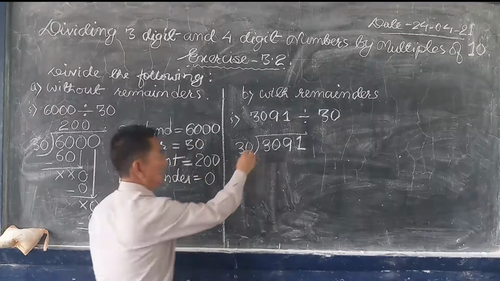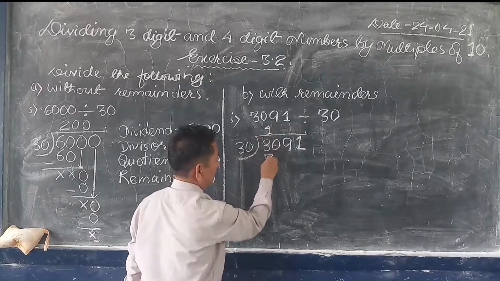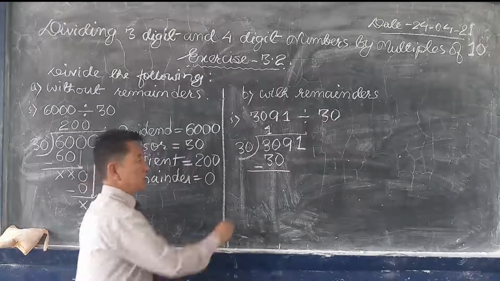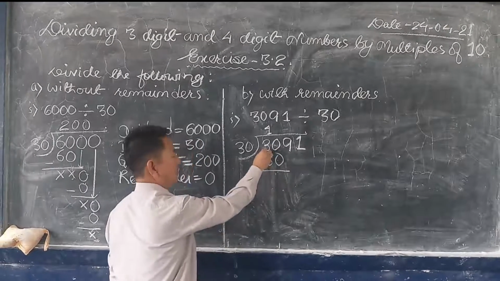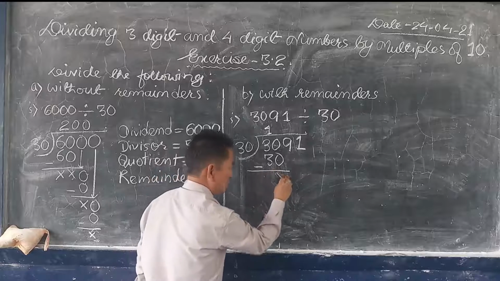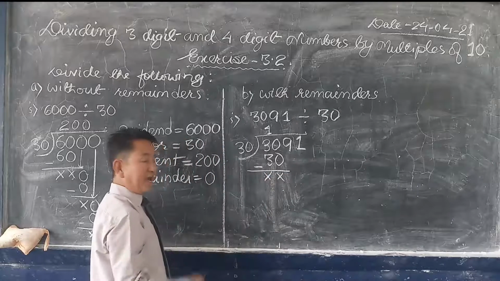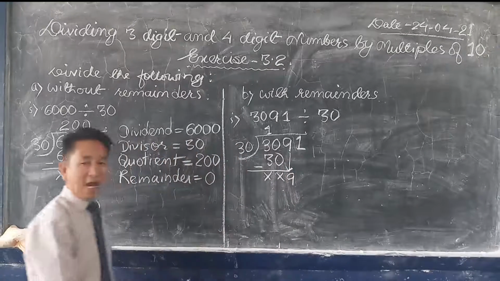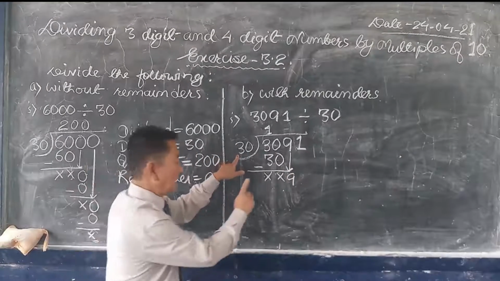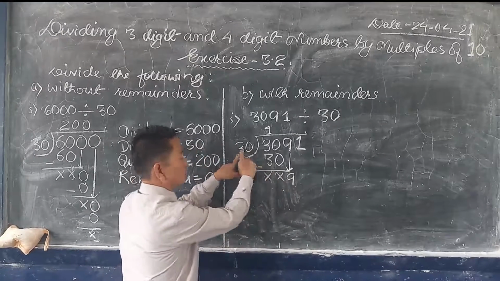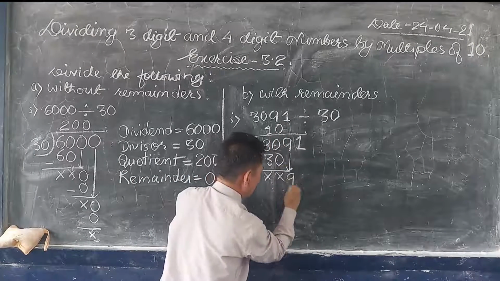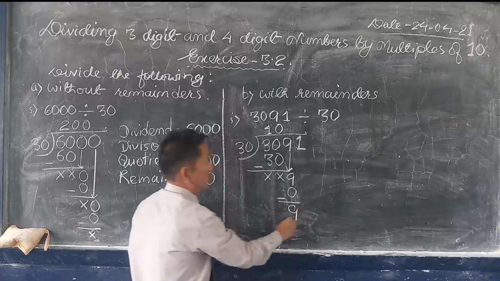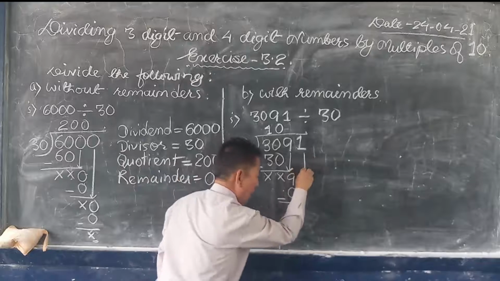So, 3 ones are 30. We'll subtract this 30 from 30. 0 minus 0 is 0. 3 minus 3 is 0. So instead of 0, we'll write a cross here. Now next step, we'll bring this 9 down here. So 9 is less than 30. So 9 cannot be divided by 30. So 30 zeros are 0. So 0 is subtracted from 9. So 9. Then next step, we'll bring this 1 down here.